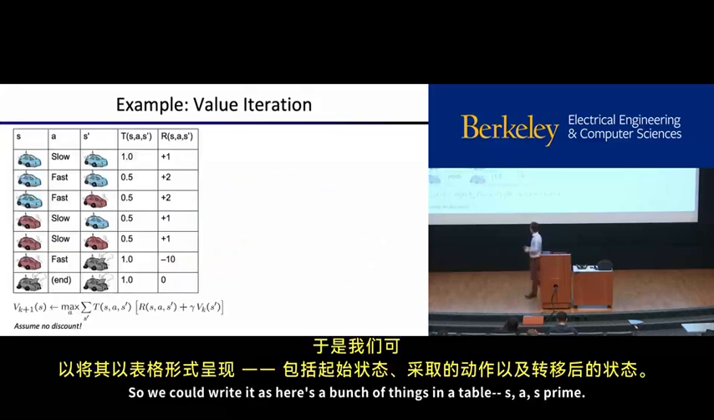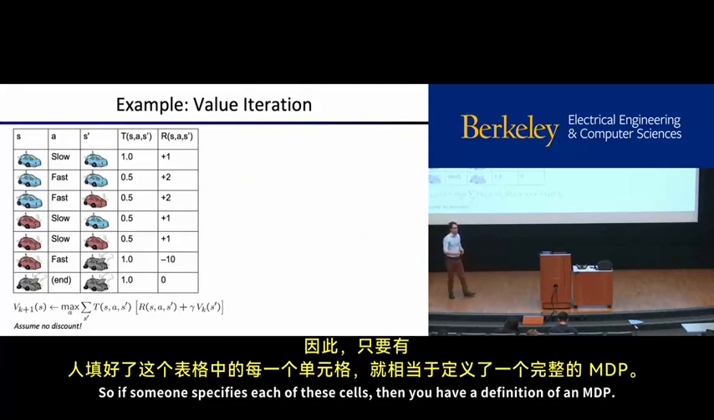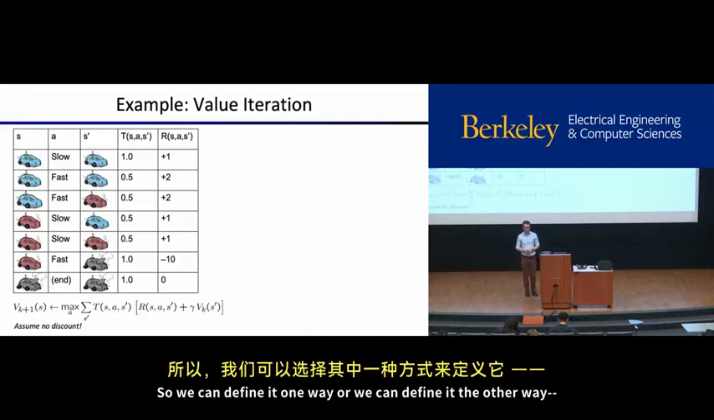Okay? So we could write it as a bunch of things in a table: S, A, S prime. For each one of those, we have a value of T. So if someone specifies each of these cells, then you have a definition of an MDP. Okay? So we can define it one way or we can define it the other way, whichever one we like better.